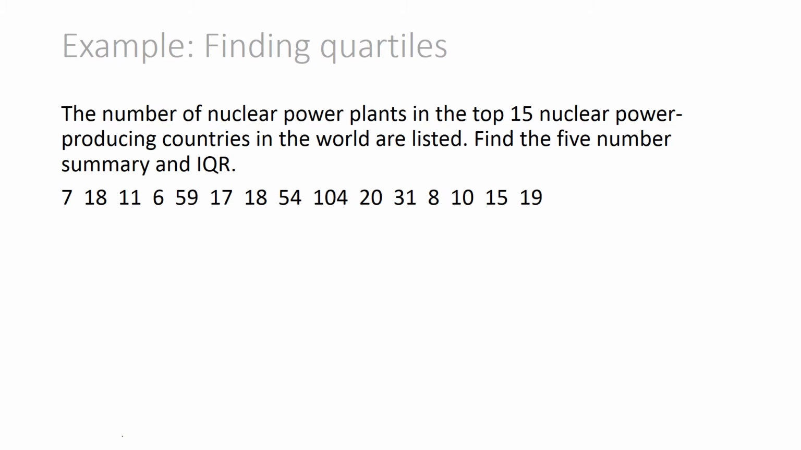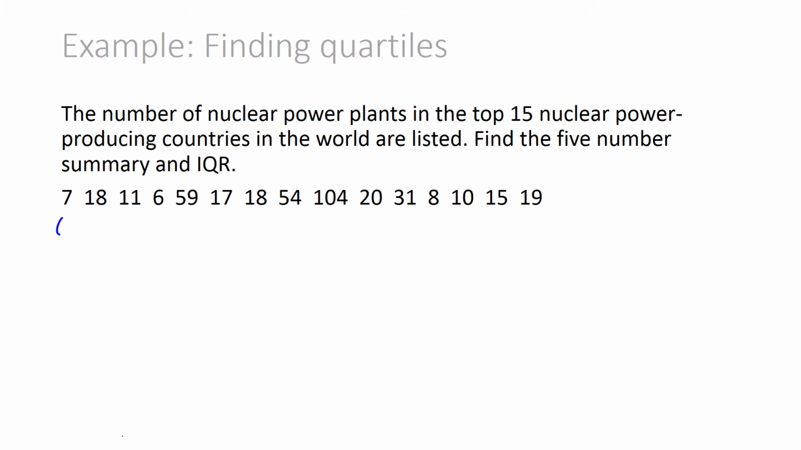So below we have the number of nuclear power plants at the top 15 nuclear power producing countries in the world. And we want to find the 5-number summary and the IQR. So the 5-number summary is the minimum, the Q1, the Q2, the Q3, and the maximum. So first we're going to have to order these data.